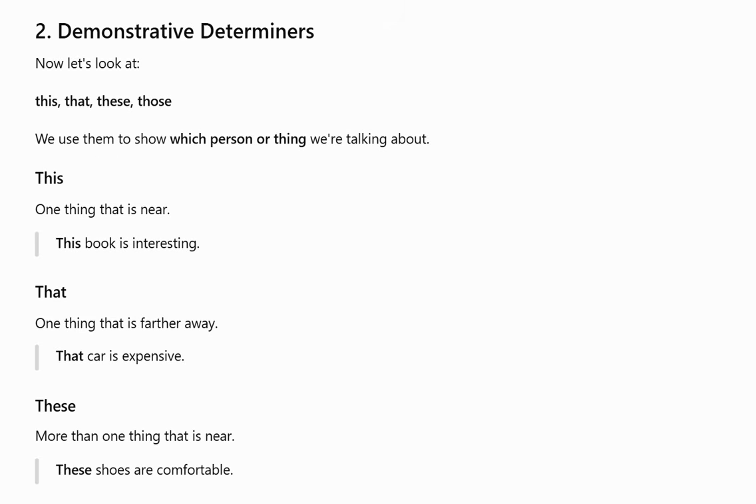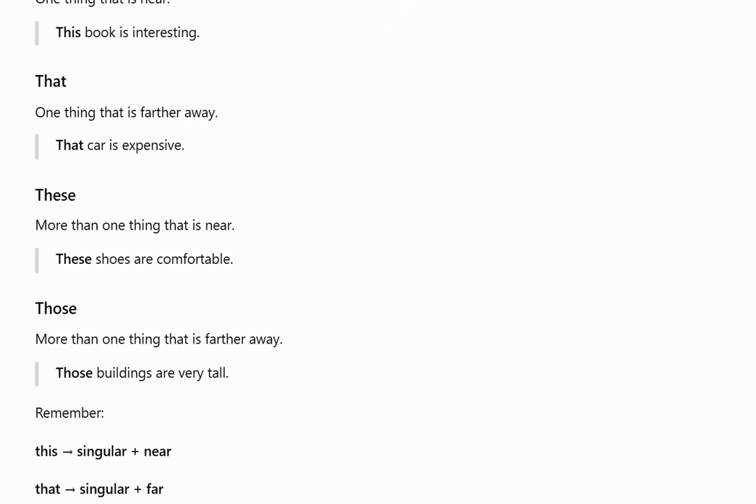Now, next is demonstrative determiners. Now let's look at this, that, these, those. We use them to show which person or thing we are talking about. This, one thing that is near. This book is interesting. That, one thing that is farther away. That car is expensive. These, more than one thing that is near. These shoes are comfortable.